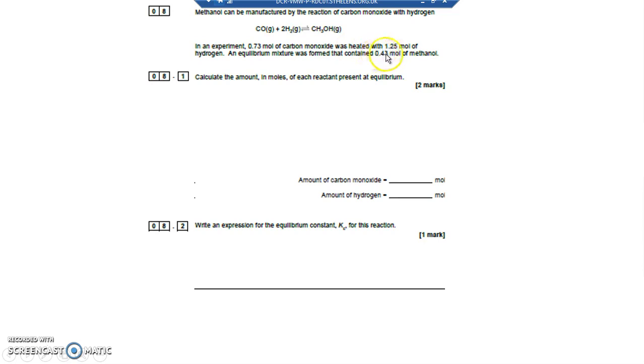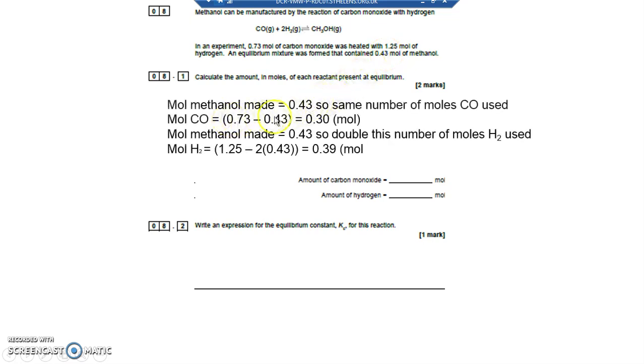At that point, I've made 0.43 moles of methanol. When I make 0.43 moles of methanol, because 1 mole of carbon monoxide makes 1 mole of methanol, I must need 0.43 moles of carbon monoxide to make that 0.43 moles of methanol. So the amount of carbon monoxide that I've now got is what I had initially, 0.73, take away 0.43, 0.30. If you look here, everything here is to two significant figures, so I've put these to two significant figures as well.